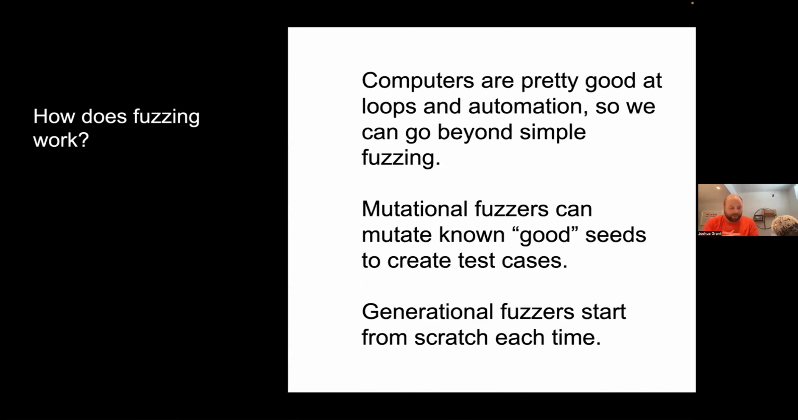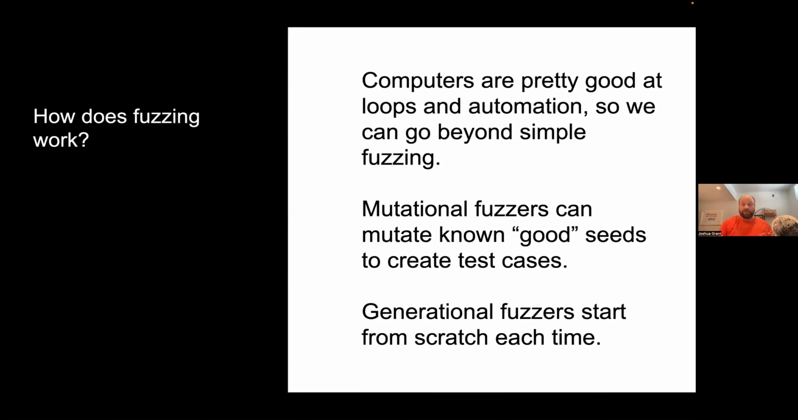So let's keep going. How does fuzzing work? We've talked about random fuzzing and just generating random values. And computers are pretty good at generating loops and automation. That's what computers can do. They can repeat the same action a lot of times, and they're perfectly happy to do that. So we can leverage this and go beyond simple fuzzing. There are different techniques that have a long history since 1989.